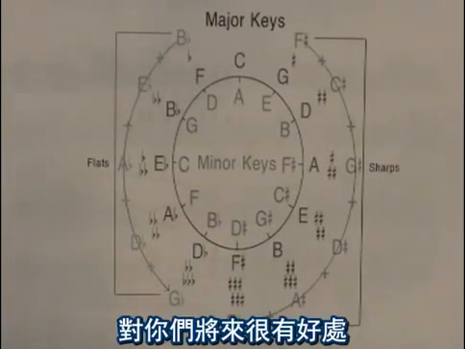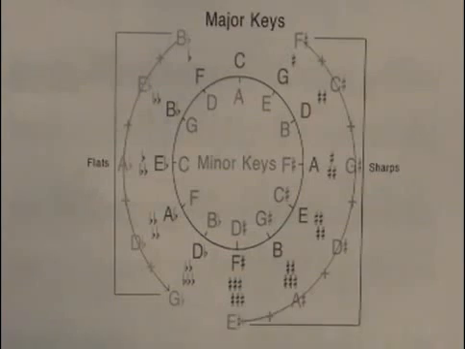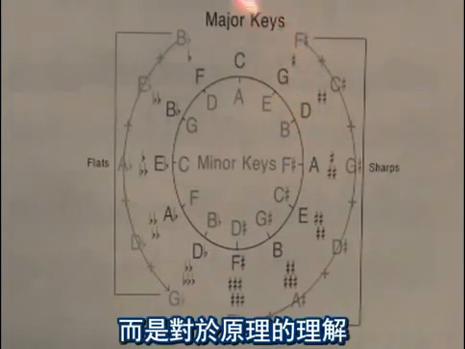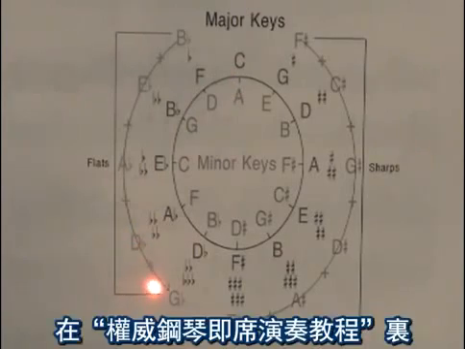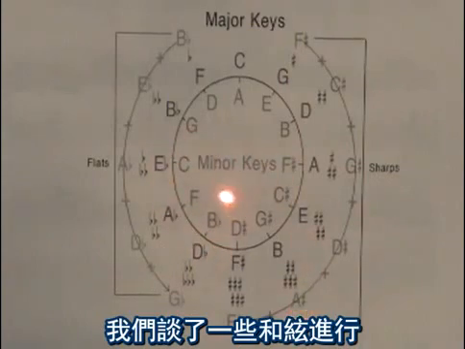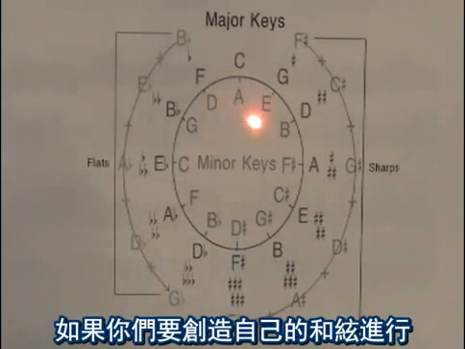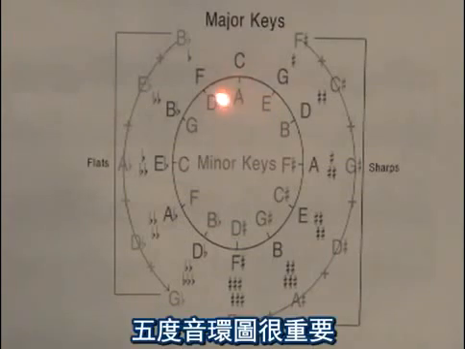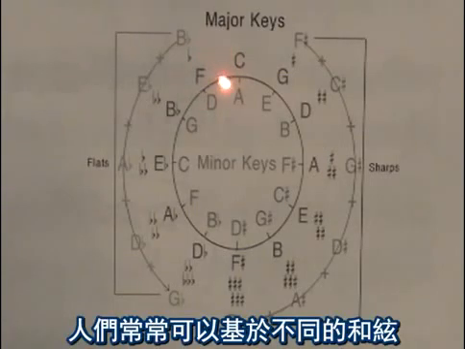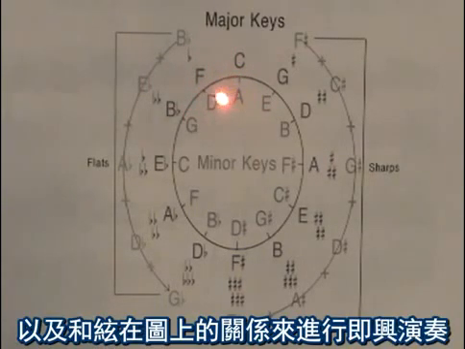It's going to help you a lot in the future, not just on music theory, but on understanding how things work together. In our definitive piano improvisation course, we talk a little bit about different chord progressions. And the circle of fifths is very important if you want to create your own chord progression. Very often people can improvise just based on the different chords and their relationship with the circle of fifths.